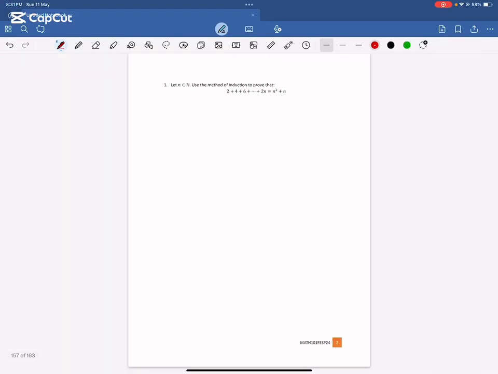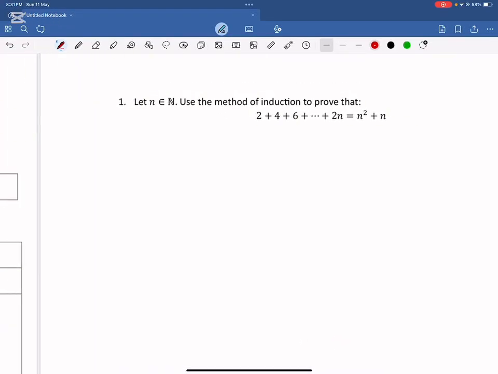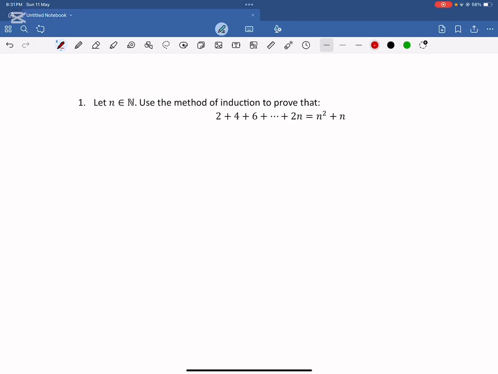Spring 24, question 1. Use the method of induction to prove this. Step number 1, prove that P of 1 is true. How do we prove it's true? The first number in the natural numbers is 1. So 2 times 1 equals 1 squared plus 1. It's 2 equals 2, which is true.